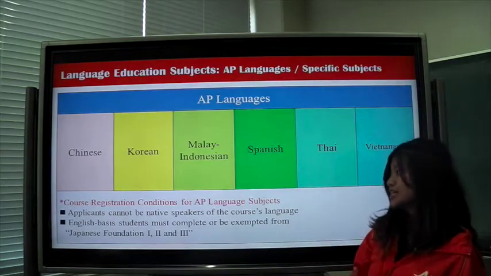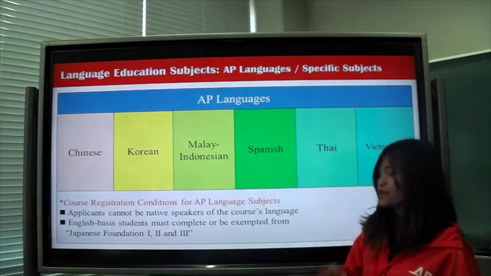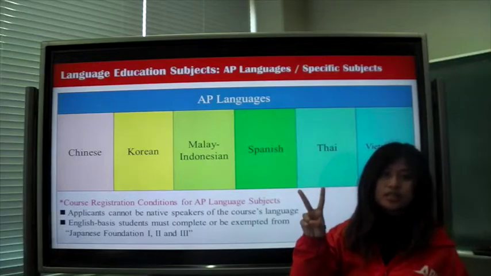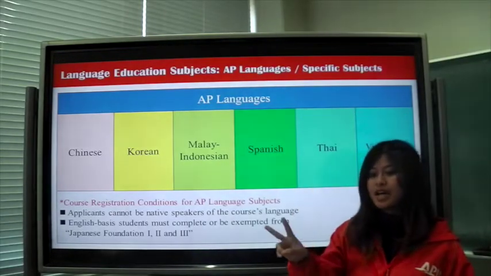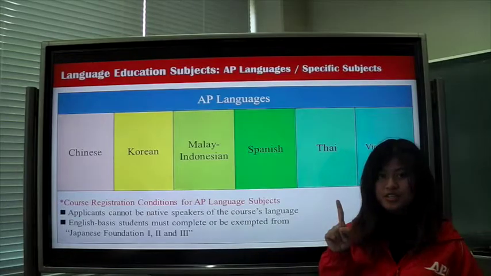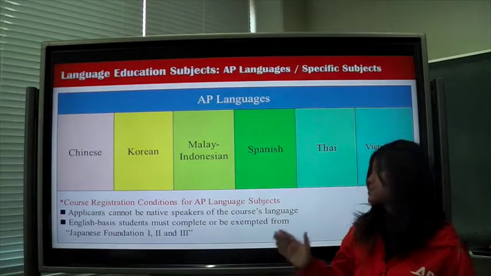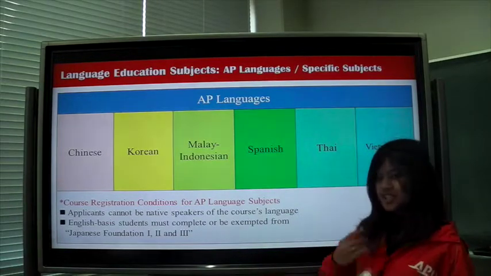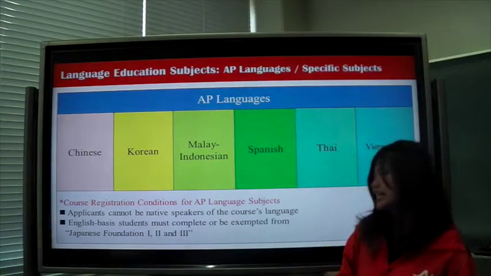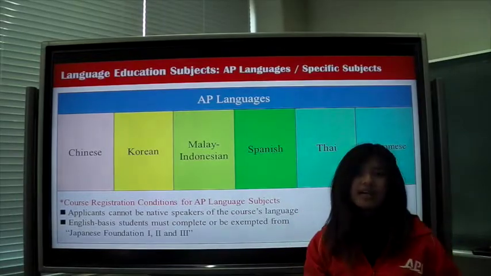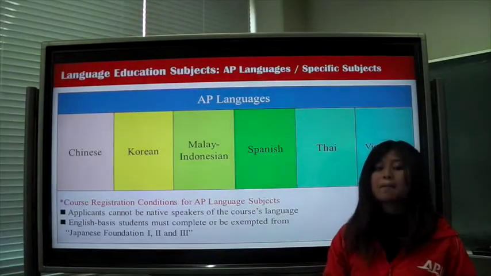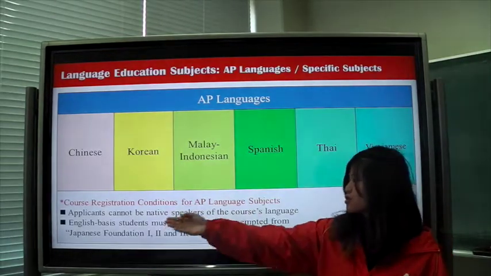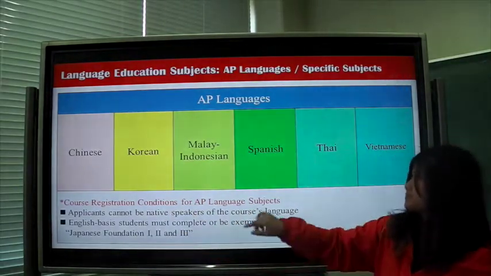It really does look interesting, but in order for you guys to take these languages, you have 2 conditions that you have to fulfill first hand. So first, the applicants cannot be native speakers of the course language itself. For example, if you are Chinese, you cannot take the Chinese language. And secondly, the English-based students must complete or be exempted from Japanese Foundation Course 1, 2, and 3.